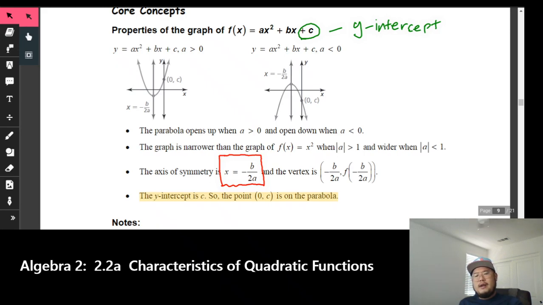So once you figure out what x is, in order to figure out your value of y for the vertex, you're going to take that value of x, plug it into the equation, and voila, you will get yourself y. Okay. And then lastly right there, I mentioned it in the beginning, the y-intercept is c, so the point is always going to be 0, c on the parabola. Let's go ahead and move along right here.